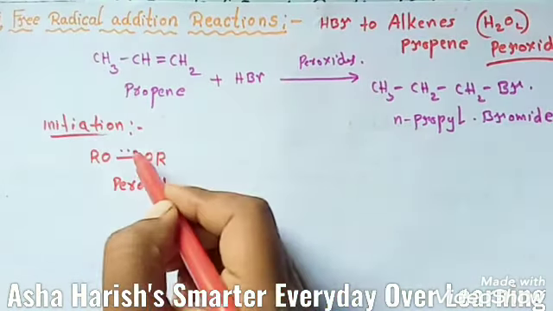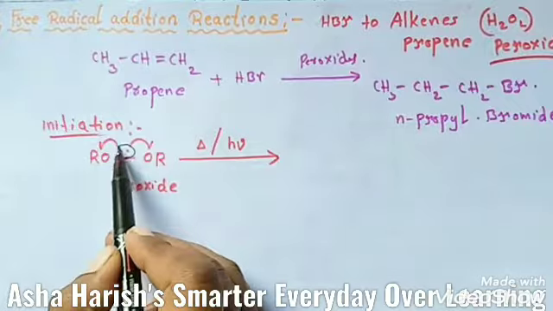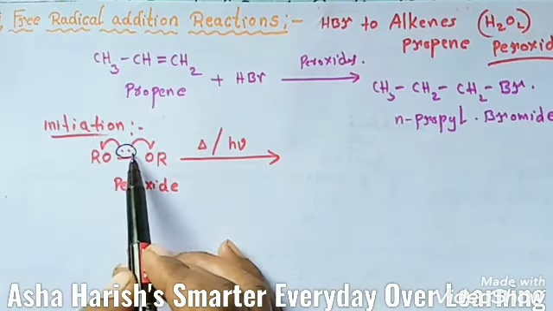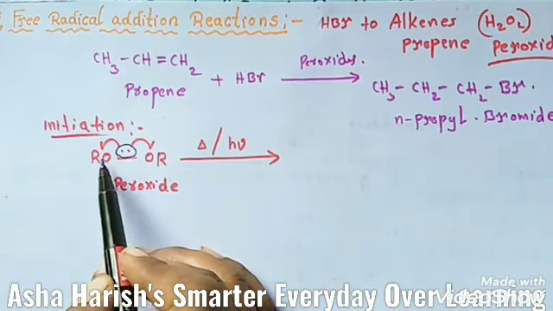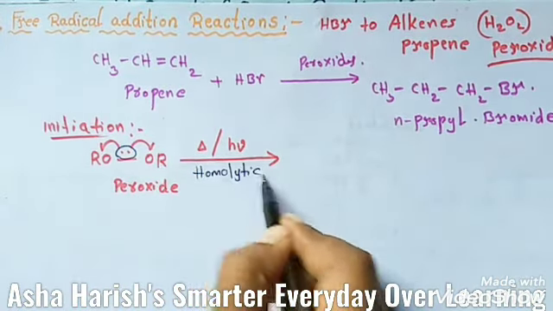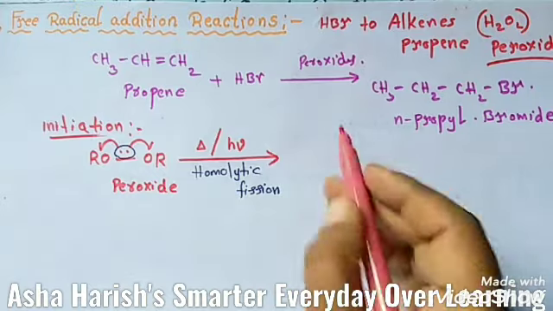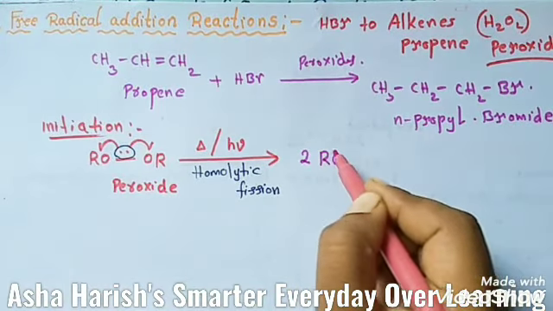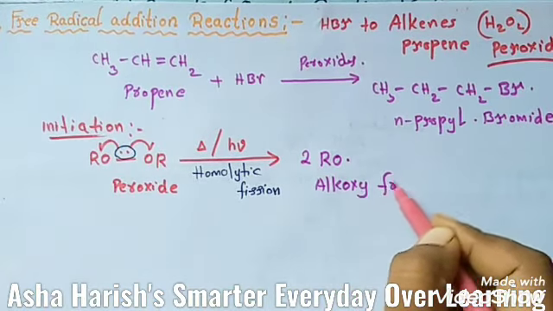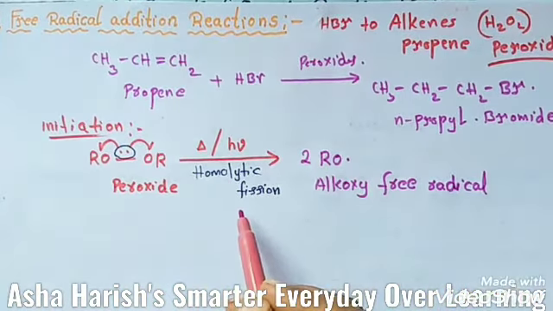Now due to the homolytic fission, here is the presence of a single bond, that means presence of 2 electrons. So these 2 electrons can be shared with each of them, one towards this RO and one towards the other RO. Due to that homolytic fission, now students, the formed compound is just radical formation, 2 RO. This is alkoxy free radical. Alkoxy free radical is formed due to this homolytic fission.